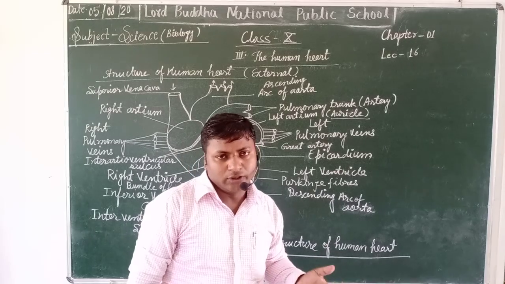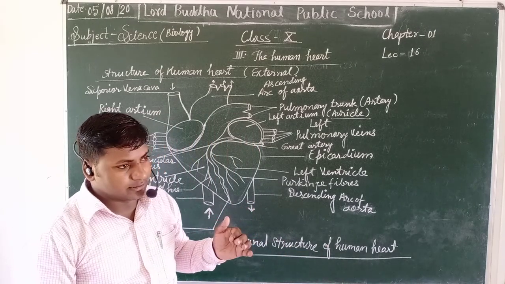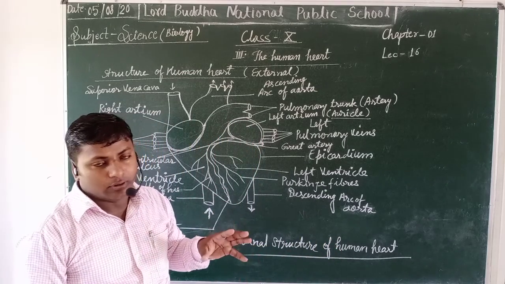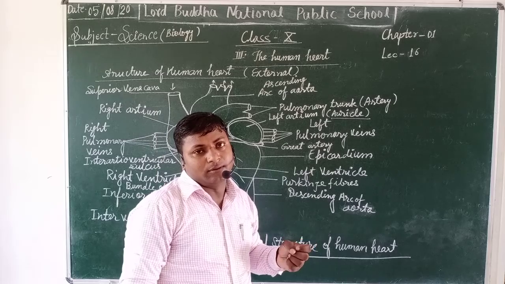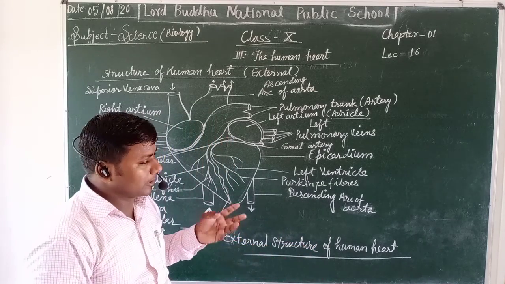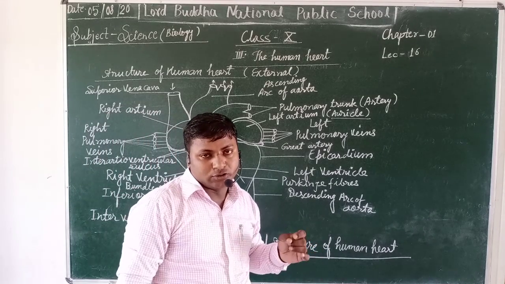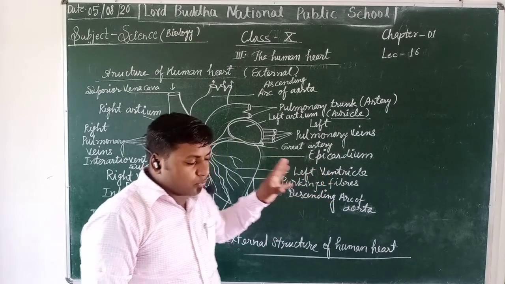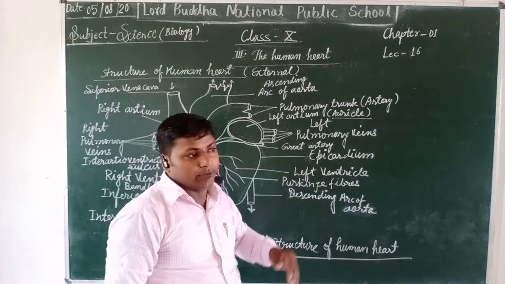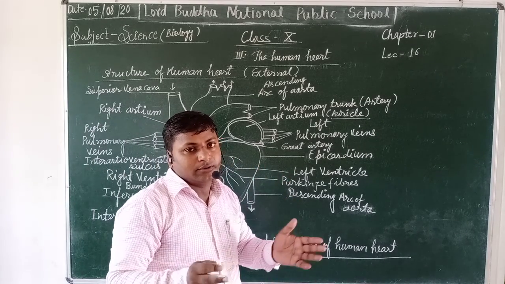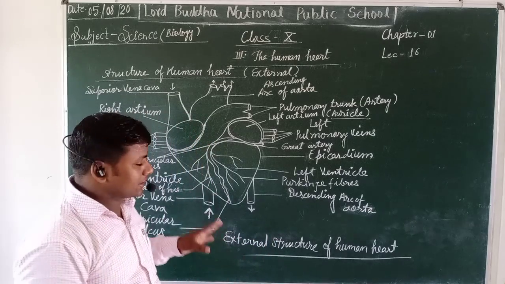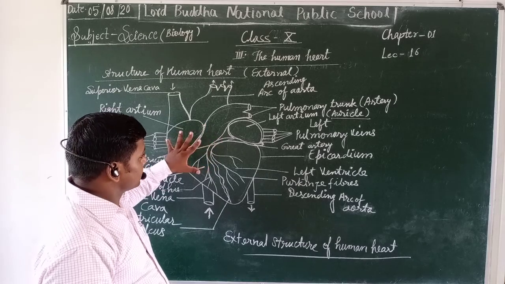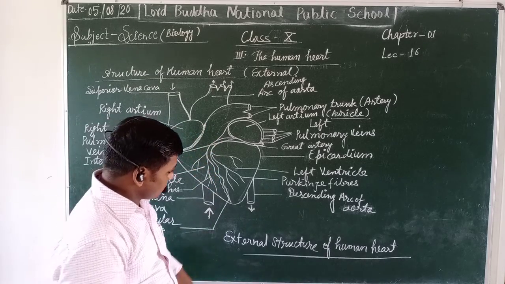This fluid helps in keeping our heart soft and moist. It also helps as a shock absorber, because it helps to absorb all kinds of mechanical and physical injuries. It also acts as a lubricant, and it protects the endocardium and epicardium from any kind of injuries, or you can say friction between the two membranes. Thus, this is the external structure of the human heart.